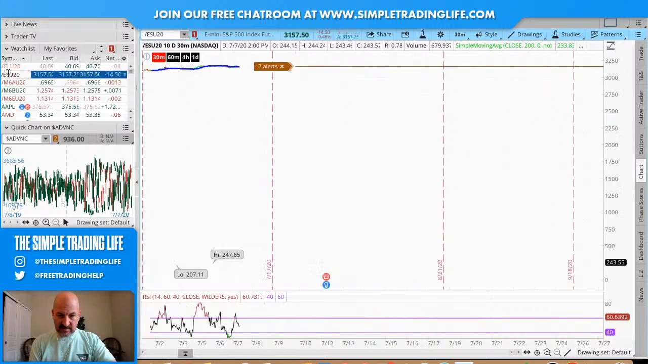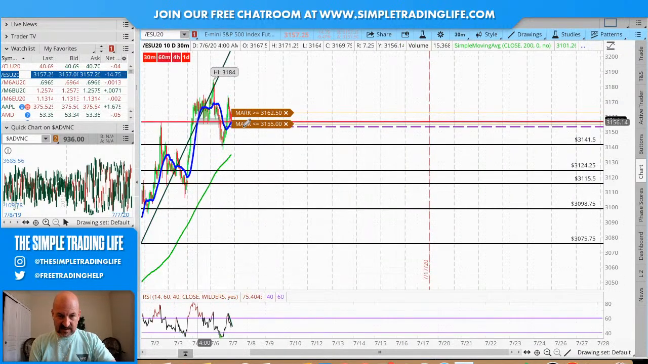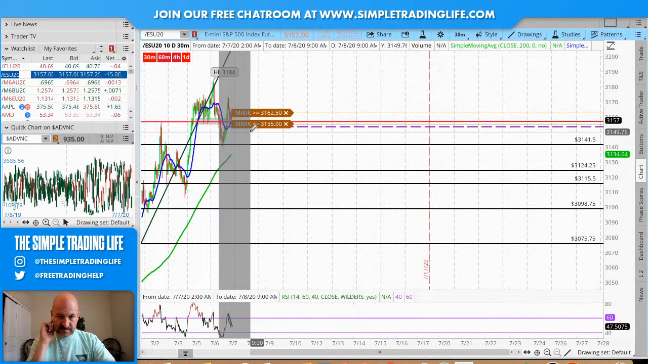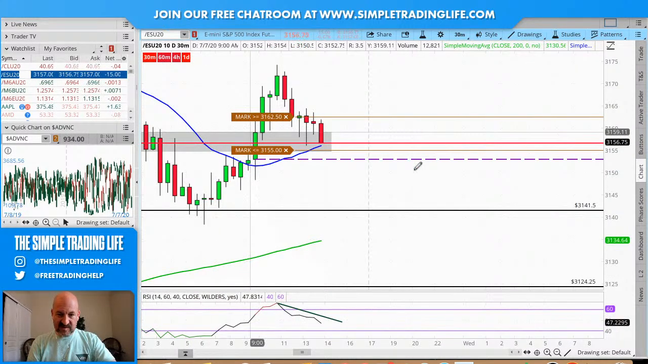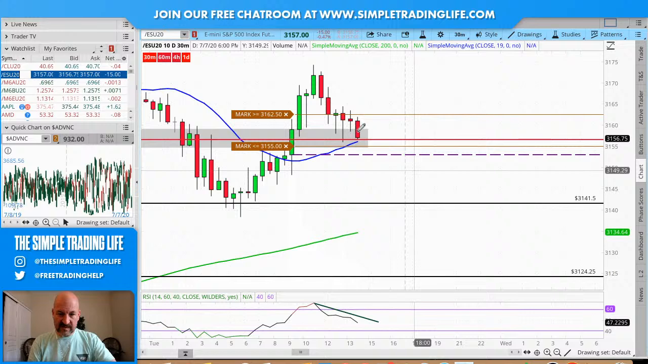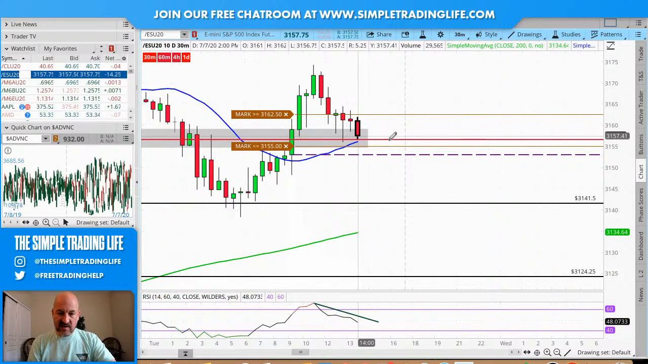I didn't have any of my alerts go off, so I'm just going to double check it before we move on. Okay, it's starting to move down. Okay, starting to test structure, starting to test this line.